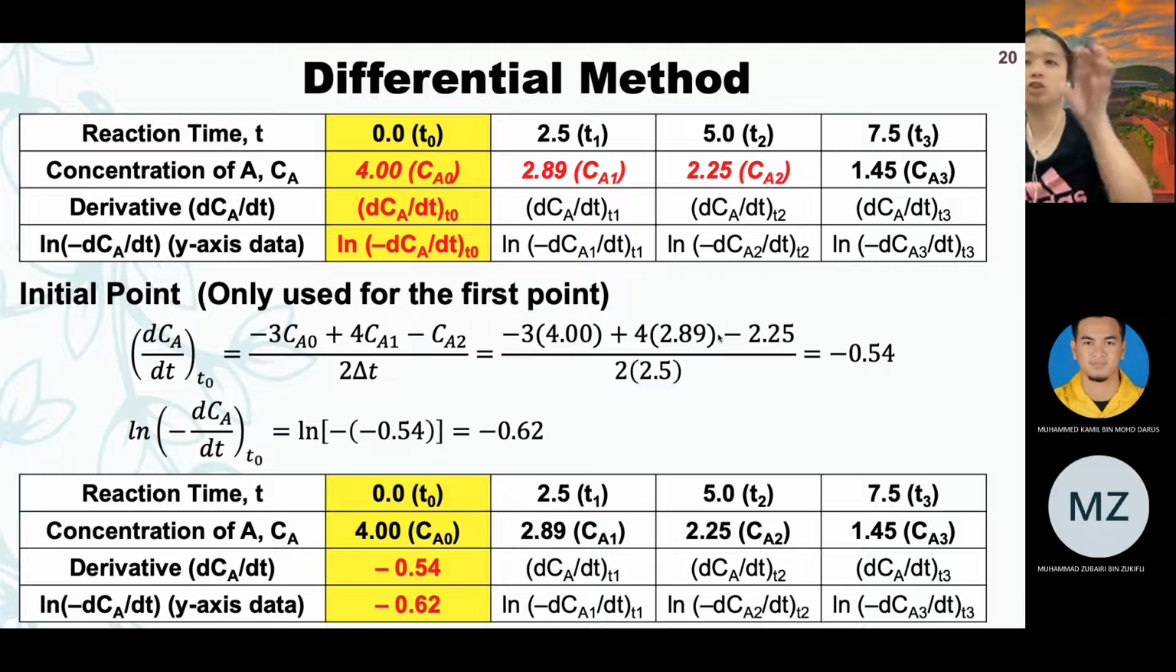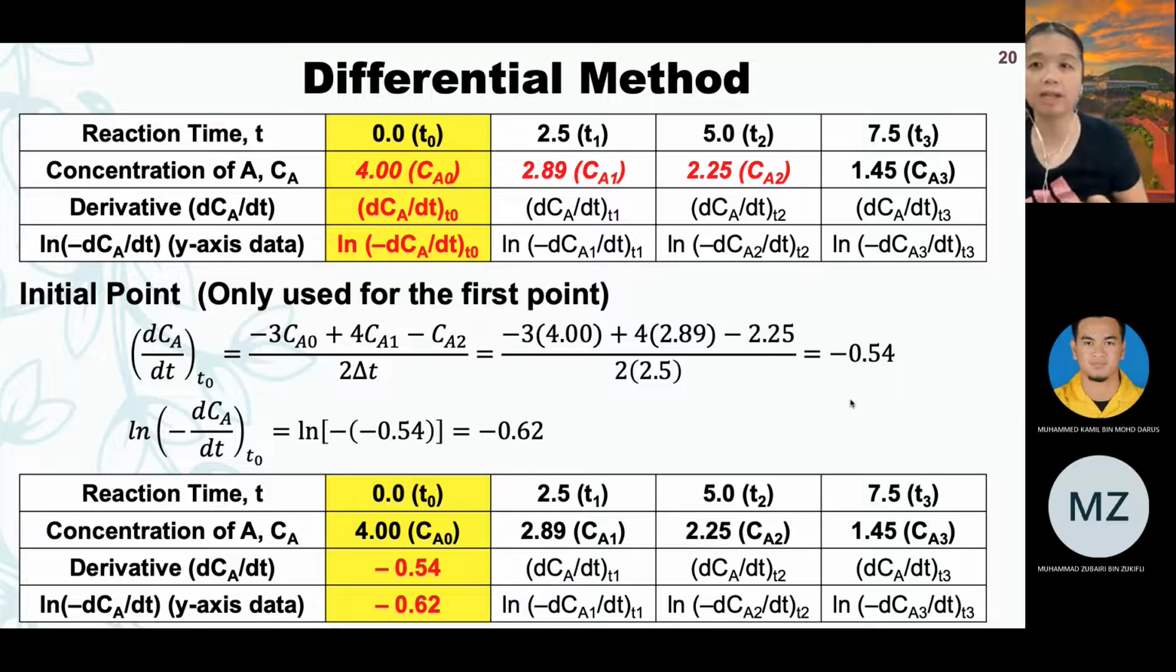So kita ambil je 3 first, the first three concentrations you arrange and then divide by 2 delta T. So the 2 is memang formula dia. Delta T kamu kena tengok sendiri. Dalam data ni I collect sample every 2.5 minute. That's why my delta T 2.5. So now you get your dCA per dt as negative 0.54.